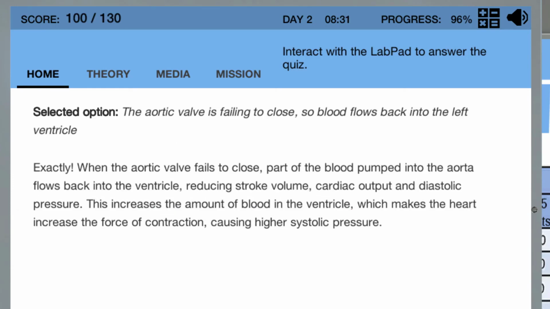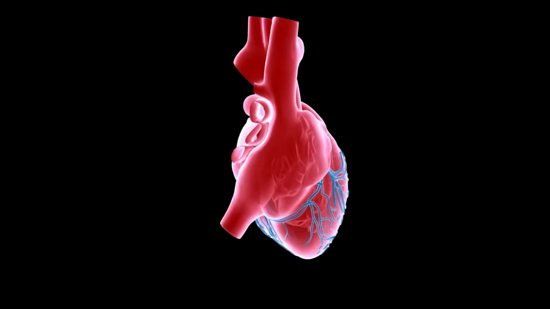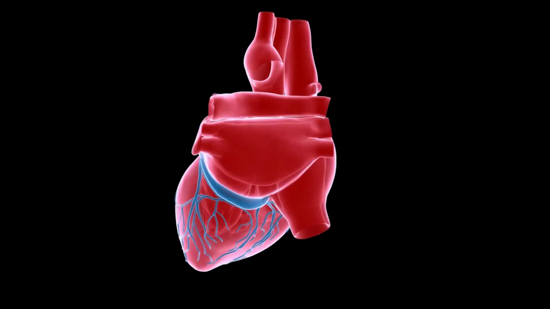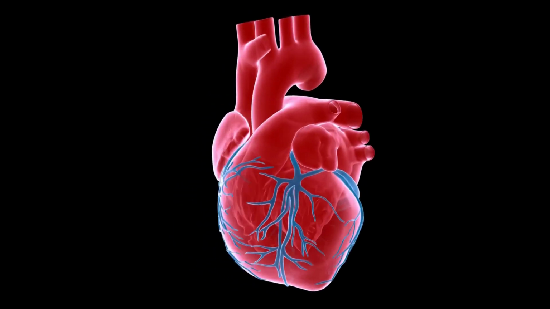Exactly. When the aortic valve fails to close, part of the blood pumped into the aorta flows back into the ventricle, reducing stroke volume, cardiac output and diastolic pressure. This increases the amount of blood in the ventricle, which makes the heart increase the force of contraction, causing higher systolic pressure.